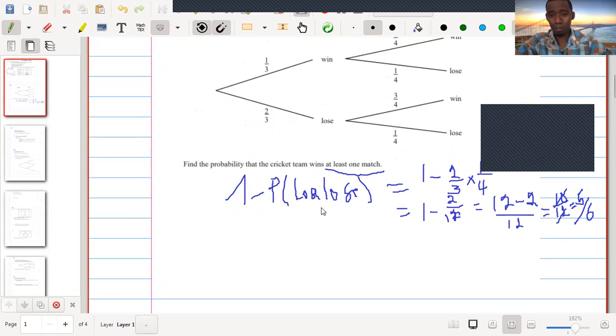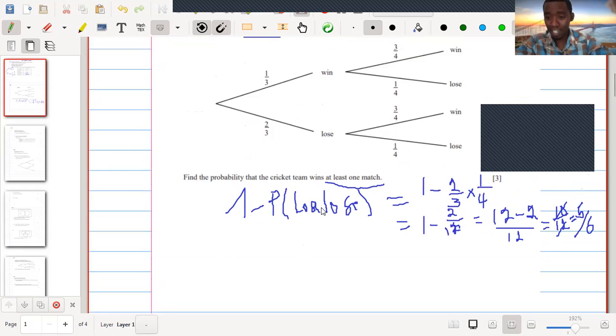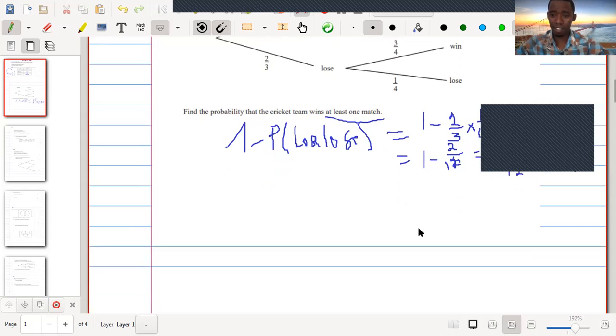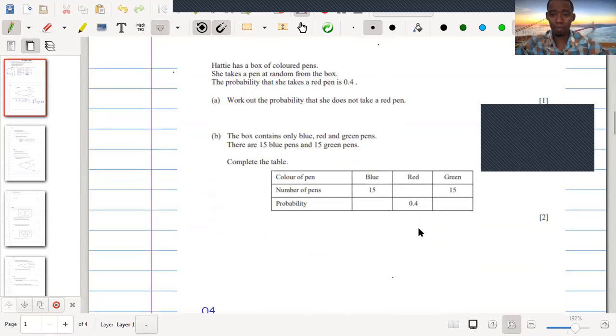You can try the other way, but in the IGCSE exam, because time is not enough, we need to use the shortest path, but make sure we get the right answer. The reason why I use this one is because it's the easiest. To get at least one, I can just find the probability for losing, lose, and then I take 1 minus that probability, and I get my answer. All right, let's continue to the next question.